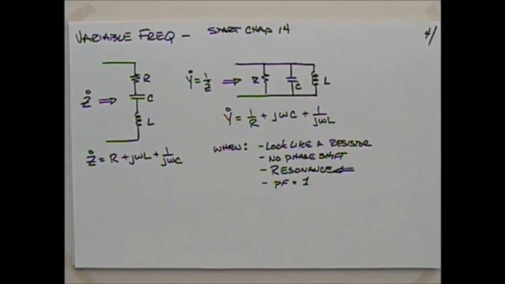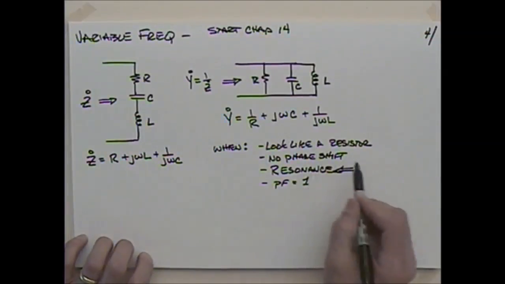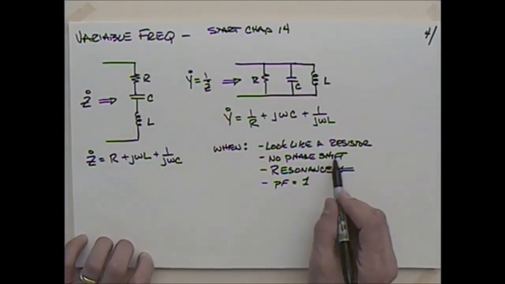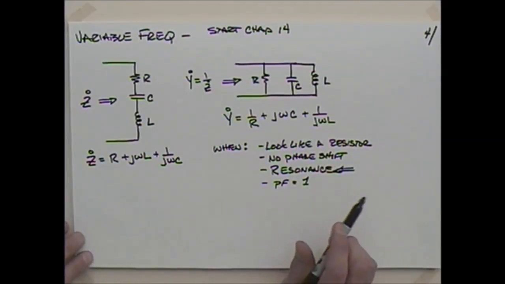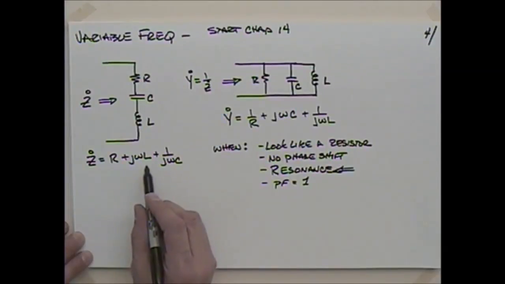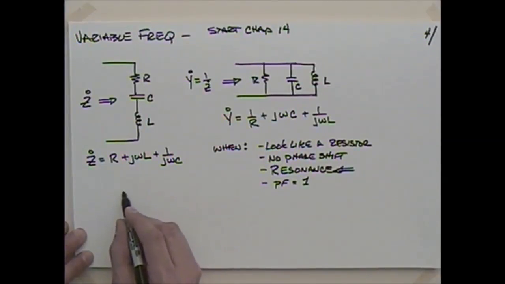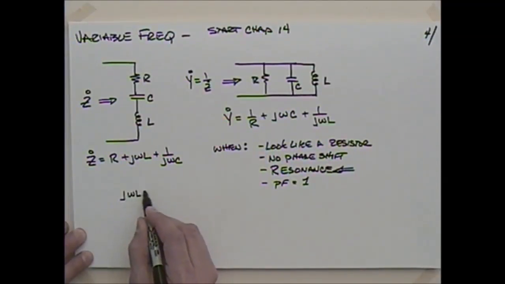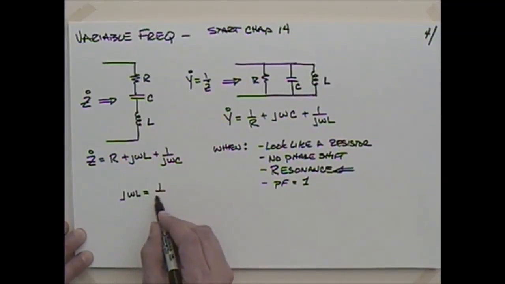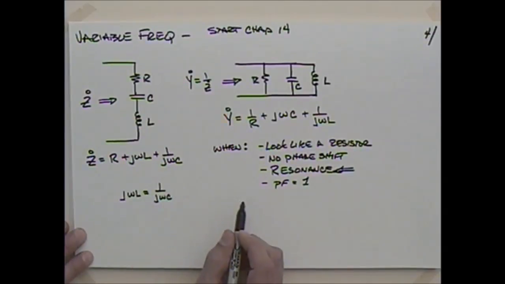The question comes up, when do we have resonance? But this being the same as these others allows us to answer the question, well, when does it look like a resistor? Or when does it have 0 phase shift? Well, that's when the imaginary terms cancel out. That is to say that j omega L is equal to 1 over j omega C.